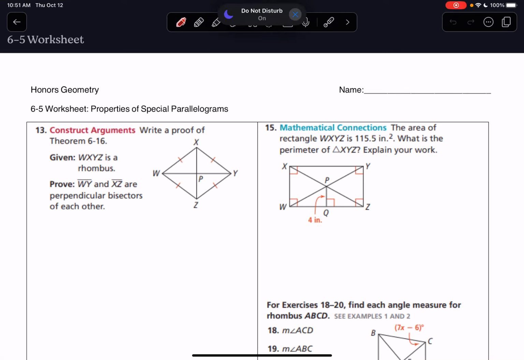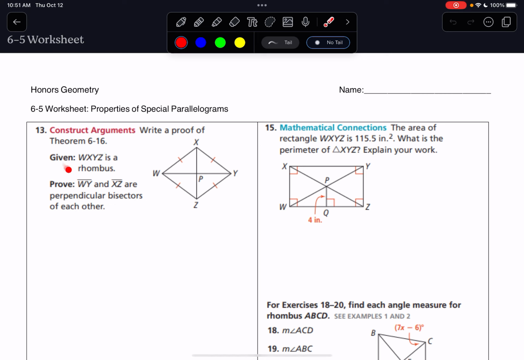Hello everybody, it is time for us to look at the 6-5 worksheet, which is all about the properties of special parallelograms. This first problem here is kind of a doozy because it is a proof and it's a pretty long proof. So it says write a proof of theorem 6-16, which is the one that says if you have a rhombus, then the diagonals of the rhombus are perpendicular bisectors of each other.